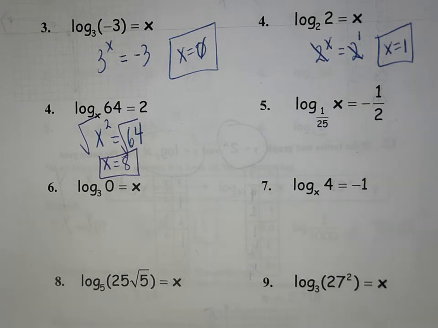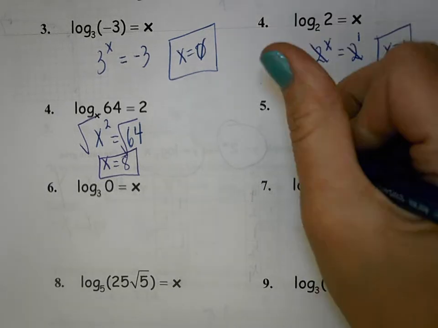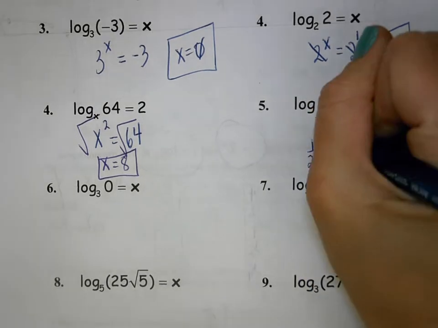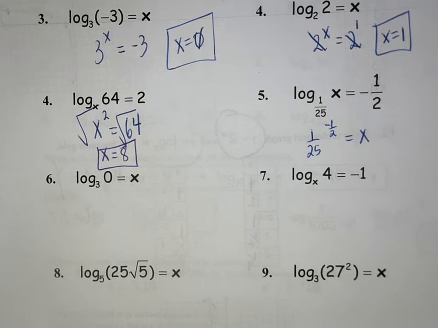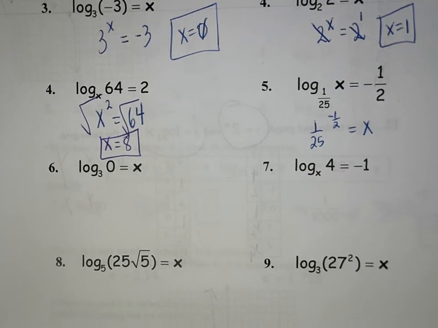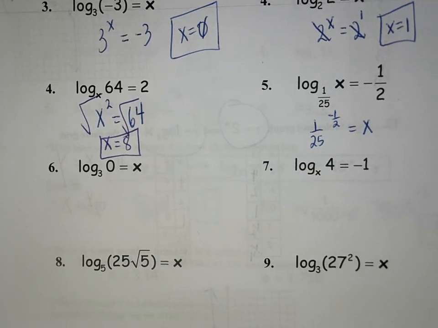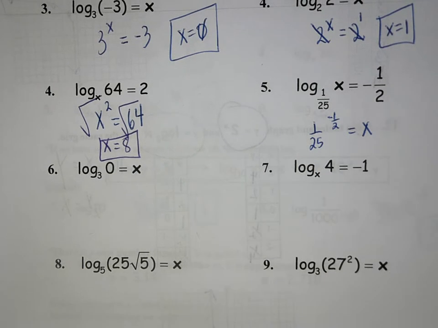Okay, again, example 5. Now this one looks a little weird, but again, when I call on you, the only thing I want you to be able to do is to tell me how to write this in exponential form. Okay? Kylie. Perfect. Okay. So we change that to exponential form. Now my next question is, how do I get rid of this negative exponent?